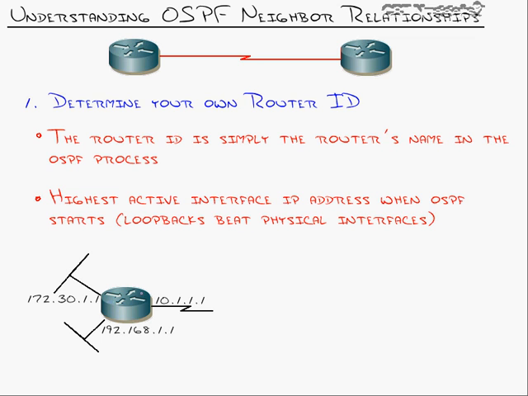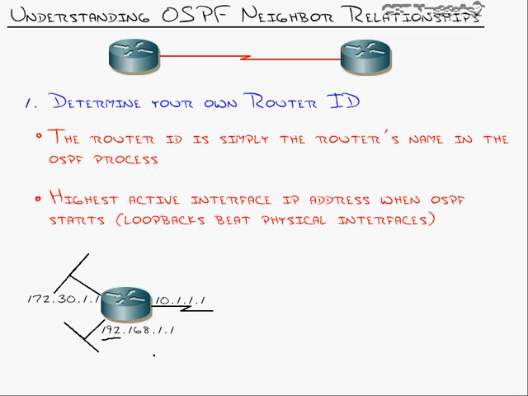So here's a router down here that has 3 interfaces, a WAN link and 2 LAN connections, 10.1.1.1, 192.168.1.1, and 172.30.1.1. Now, which one becomes the router ID? Well, that's pretty simple. The highest active IP address is 192.168.1.1.